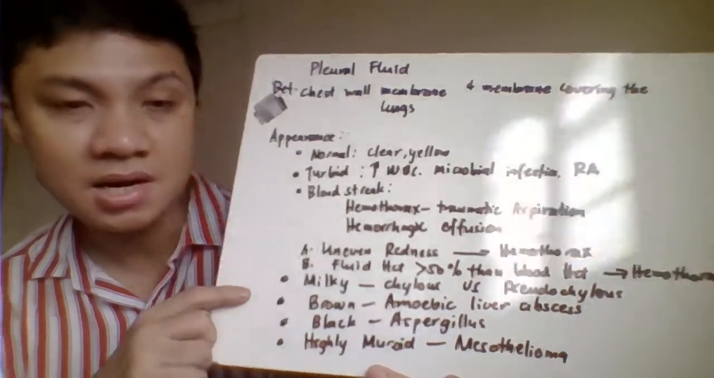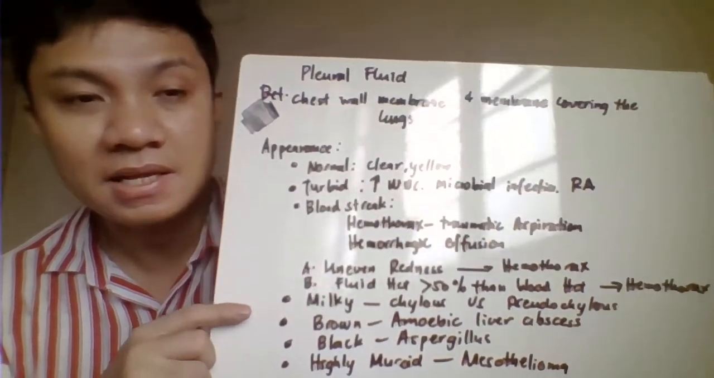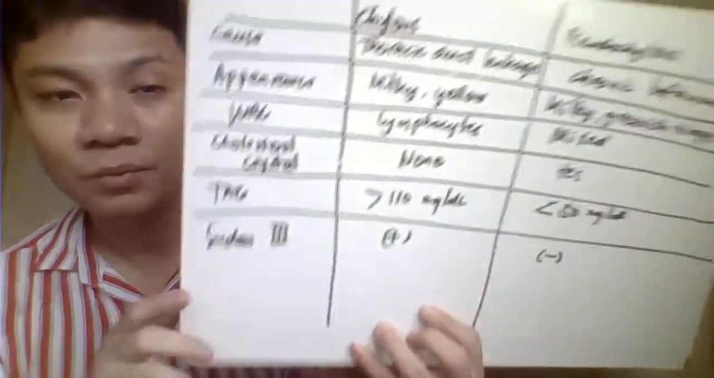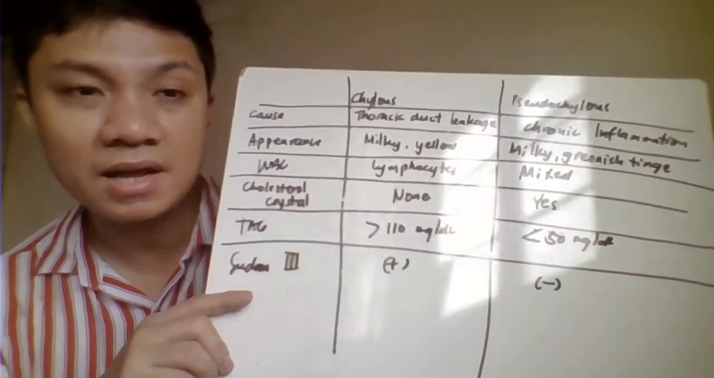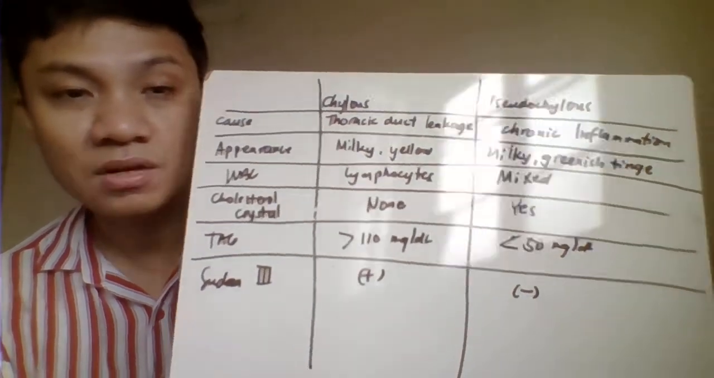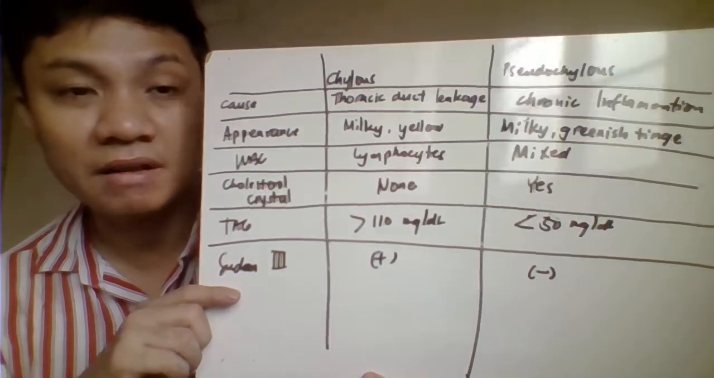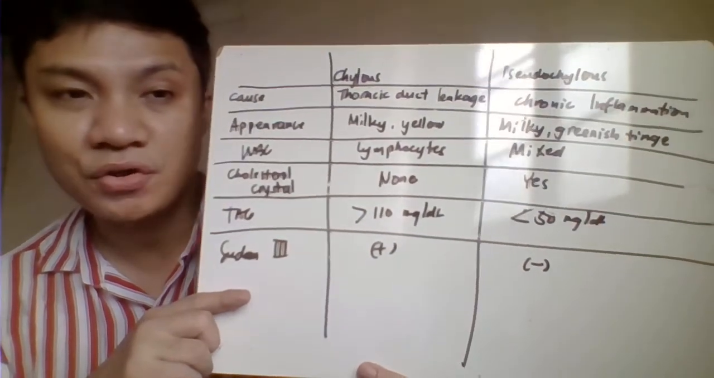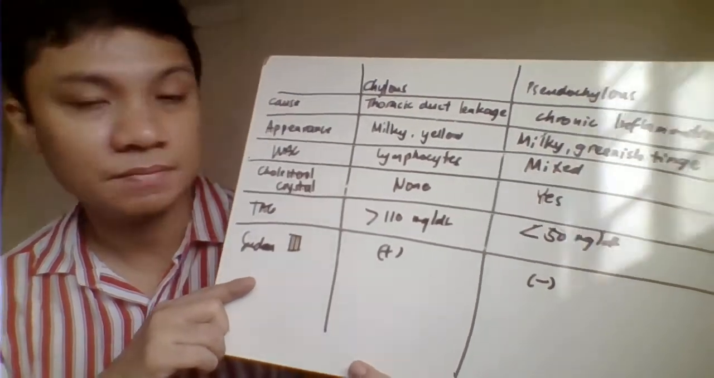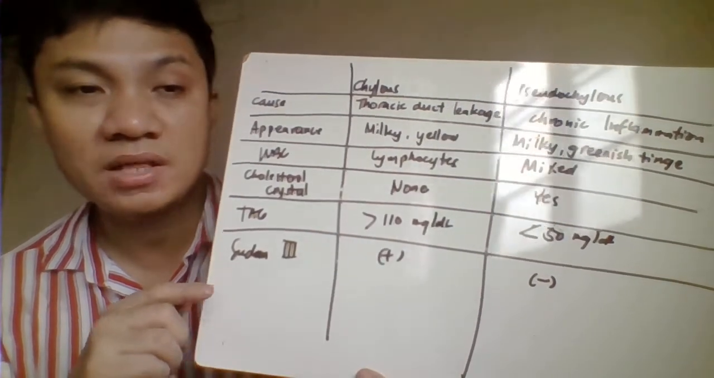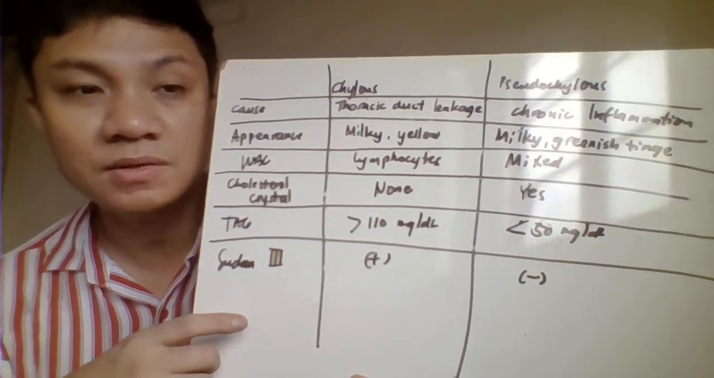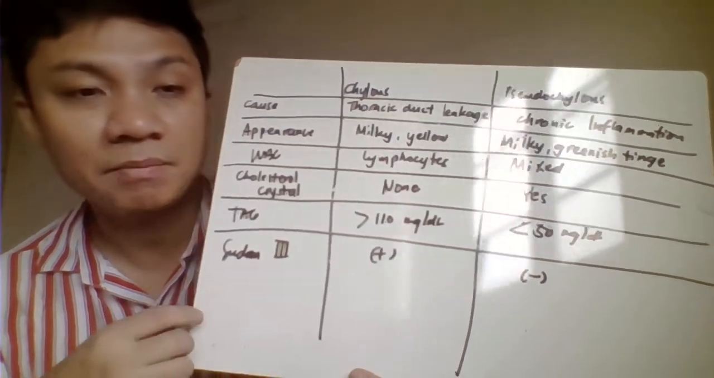Another one, we have a specimen which appears to be milky. Milky color here could be related to either chylous or pseudochylous conditions. We have here the differentiation between chylus and pseudochylus. Chylus, milky specimens, are related to thoracic duct leakage, and the pseudochylus is associated with chronic inflammation. For the appearance, chylus would be milky yellow versus milky with a greenish tinge in pseudochylus. For the WBC, in chylus it is made up most likely of lymphocytes, but in pseudochylus you encounter a mix of different types of cells.